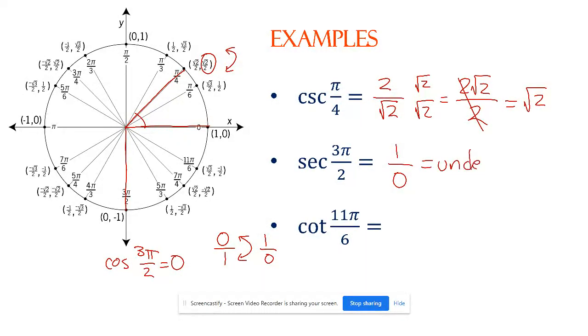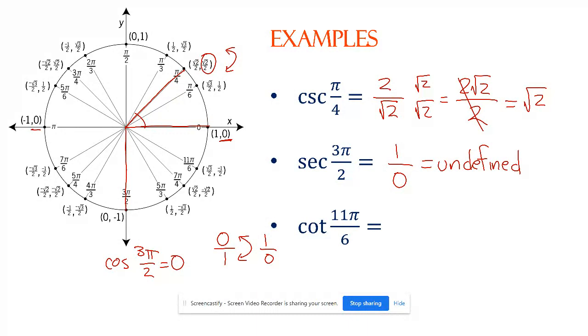Now this doesn't only come up with secant. There are places where the cosecant would be undefined because the sine is 0, like at 0 radians or at pi radians. There would be times when the tangent or cotangent would be undefined. So sine and cosine will always give you a value, but the other 4 can be undefined because you could have situations where you divide by 0.